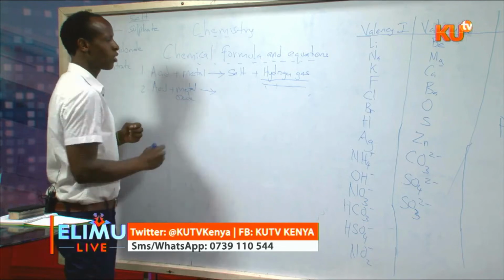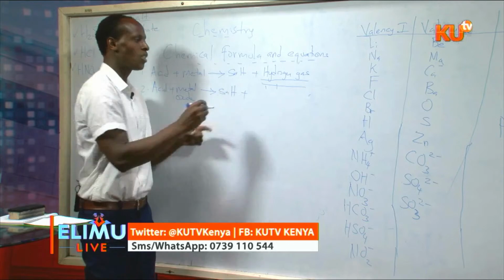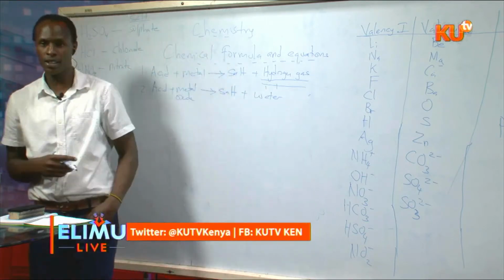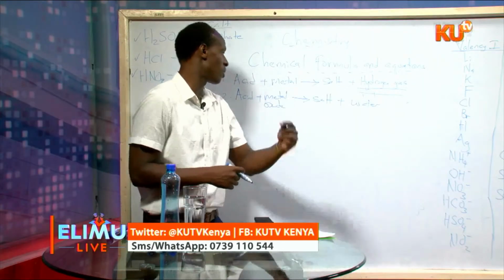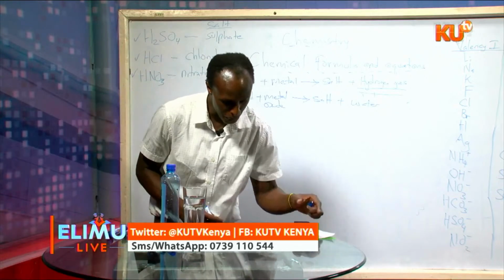And if it's acid plus metal oxide, now the product changes. Now you get a salt, but instead of hydrogen, you get water. So if it's an acid and a metal oxide, you will not get salt and hydrogen gas, you get salt plus water. Let's look at one example.